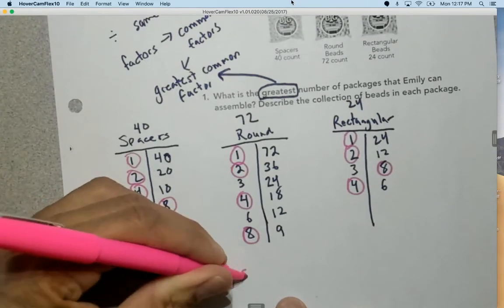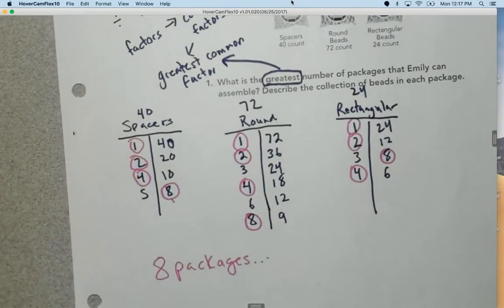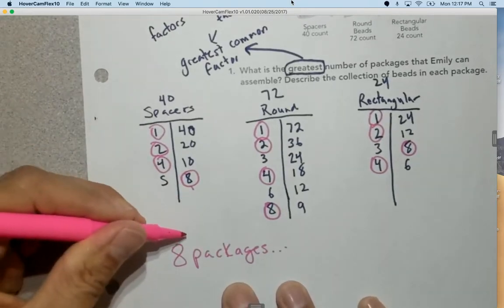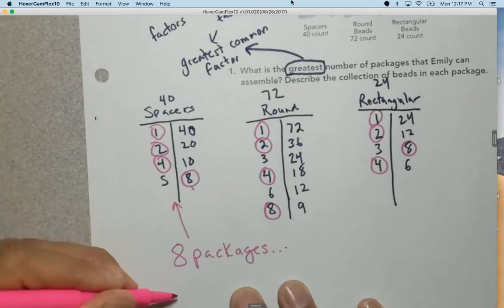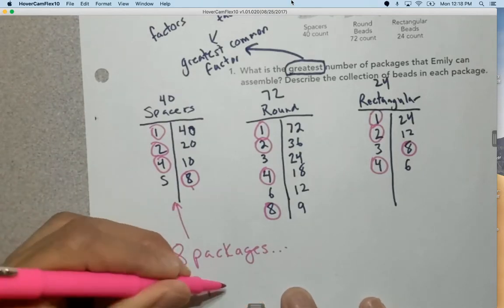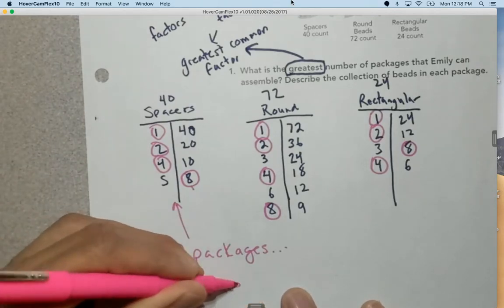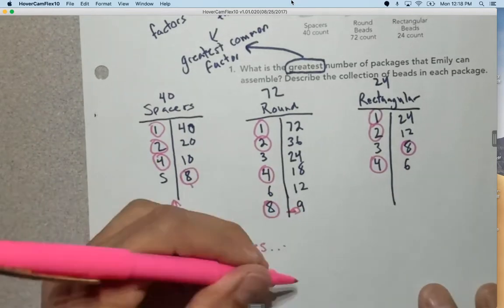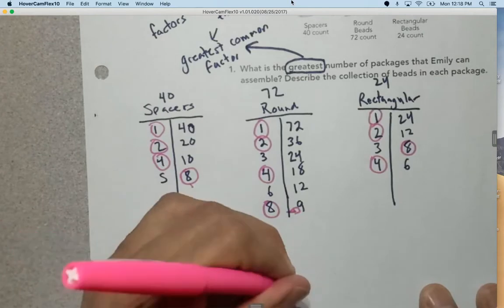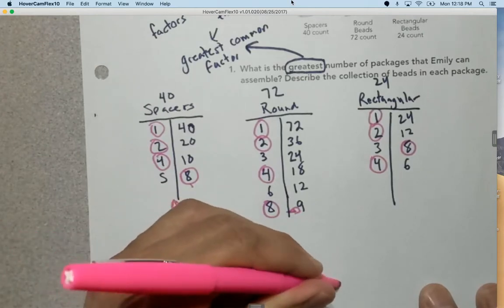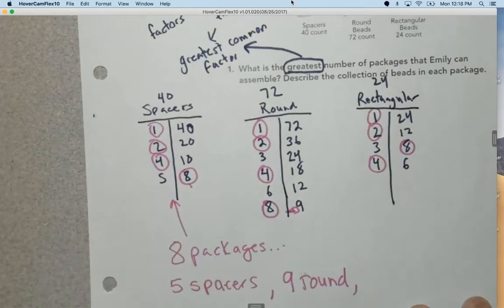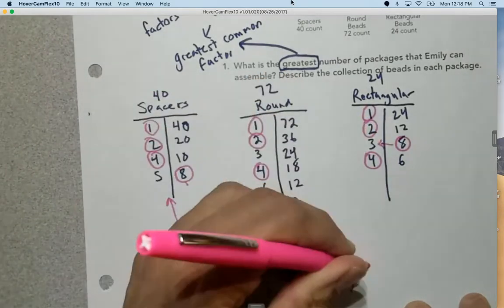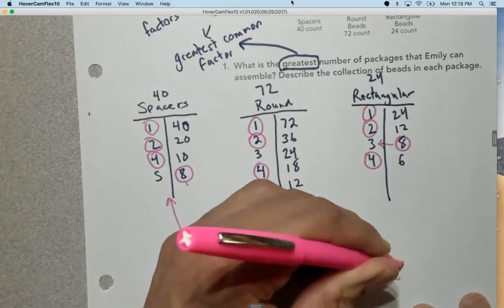And then in the 8 packages, I have to look at the factor pairs here. And so if there's 8 packages, then there would be 5 spacers in each package. I look at the factor pair. There would be 9 round beads in each package. And then there would be 8 packages. There would be 3 rectangular beads in each package.